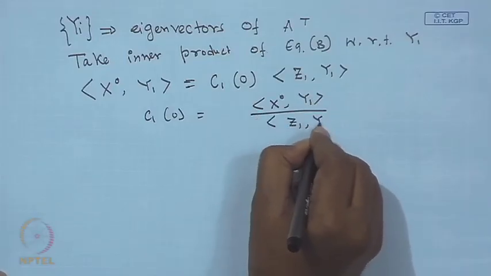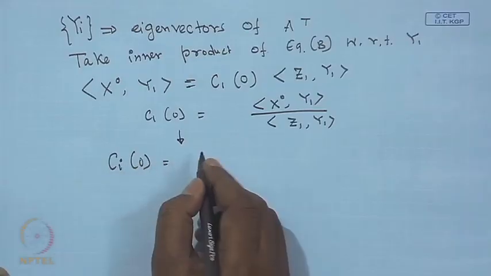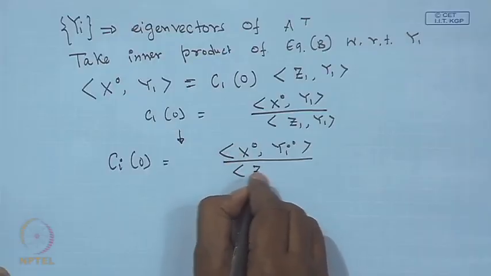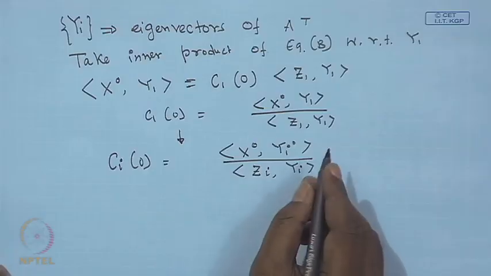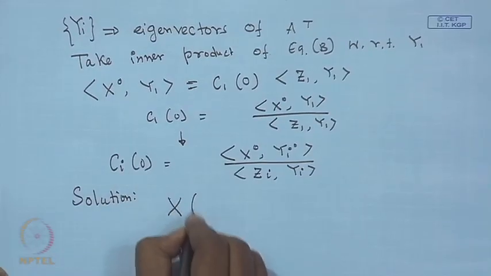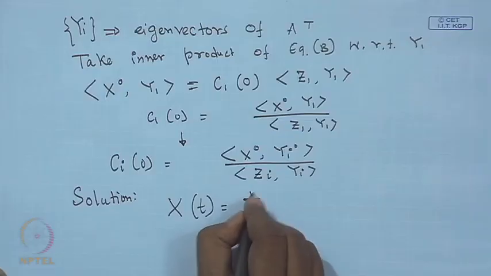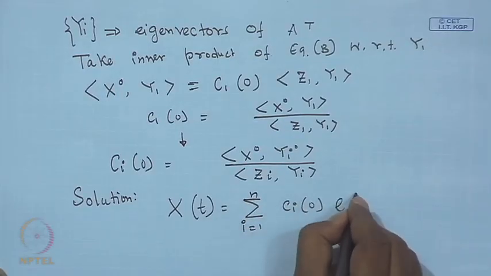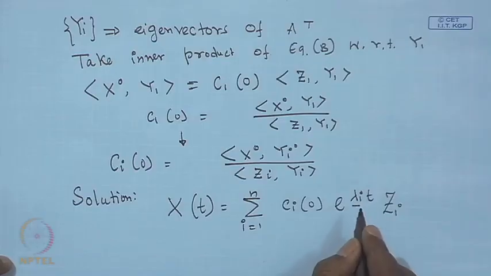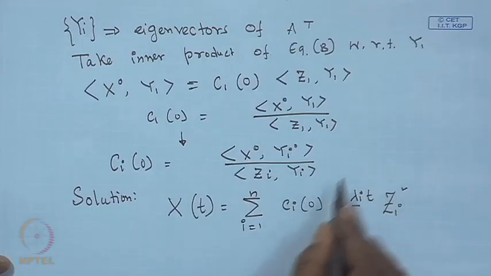So, c_1,0 we can get as the inner product of x_0 and y_1 divided by the inner product of z_1 and y_1. Likewise, generically you can write c_i0 as the inner product of x_0 and y_i divided by the inner product of z_i and y_i. So, the complete solution now becomes x(t), the time dependent solution vector, which is nothing but summation i equal to 1 to n of c_i0 e to the power lambda_i t z_i, where the lambda_i's are the eigenvalues of A, known to us, z_i's are the corresponding eigenvectors of the A matrix, already known to us, and c_i0 will be obtained from this.